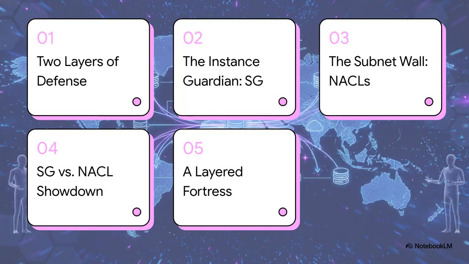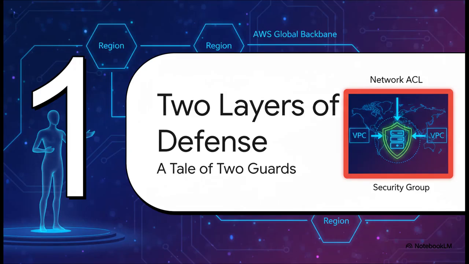Here's how we're going to break it down. First, we'll look at the two layers of defense AWS gives you. Then, we'll do a deep dive into security groups, and after that, network ACLs. We'll put them head-to-head to see how they stack up, and then we'll pull it all together to build a complete, layered security architecture.